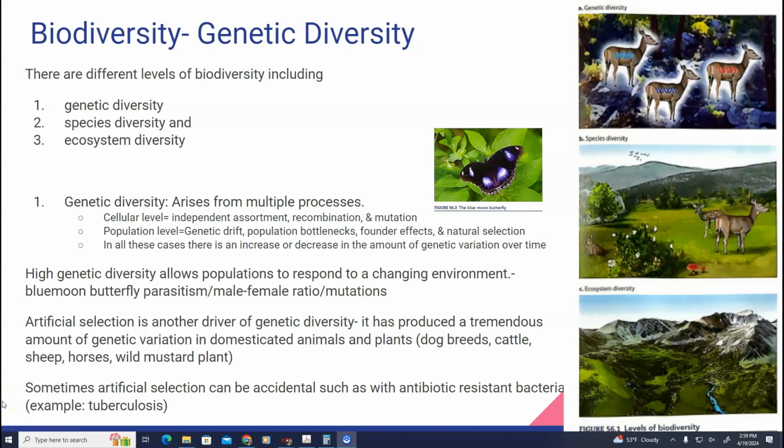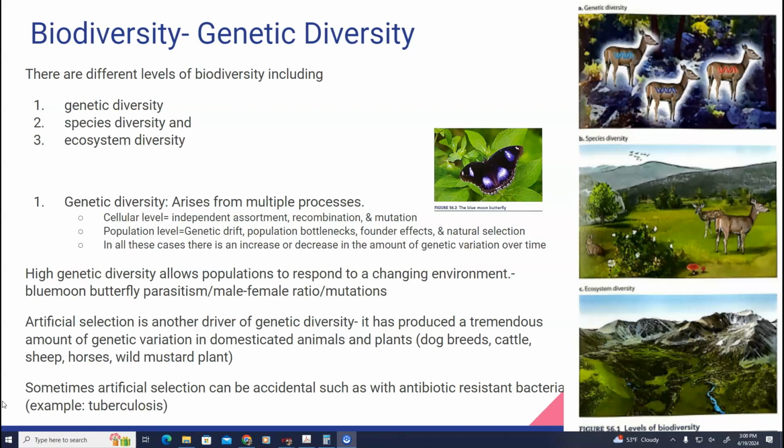This is section 6 of our Unit 8 notes. Today we're going to be talking about biodiversity. There are different levels of biodiversity, including genetic diversity, species diversity, and ecosystem diversity.